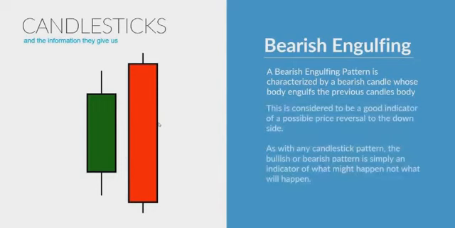And this is considered to be a good indicator of a possible price reversal to the downside. Now again, why indicator and possible? Because this is not a guarantee. The Japanese candlestick on its own will tell us exactly what those prices were in that time frame. So this is the day, this was your open, this was your low, this was your high, and this was your close. However, this pattern is not a guarantee.